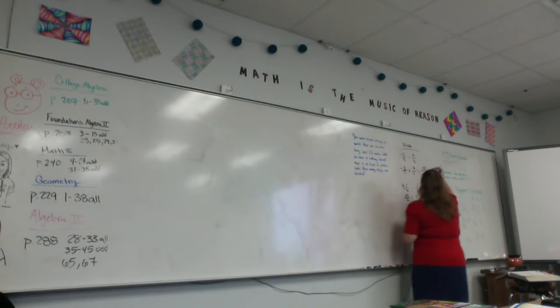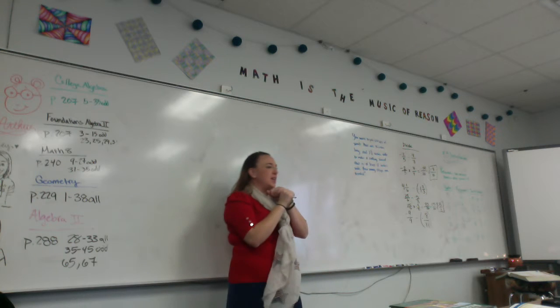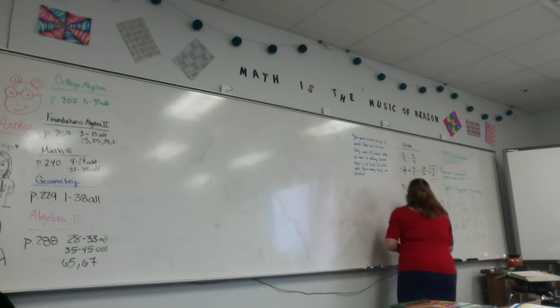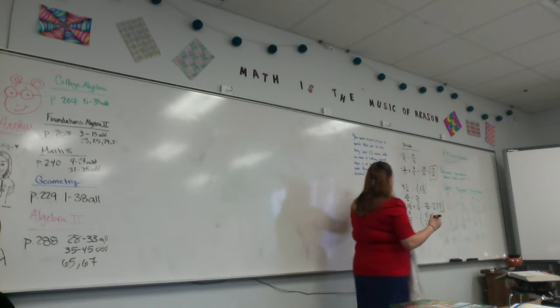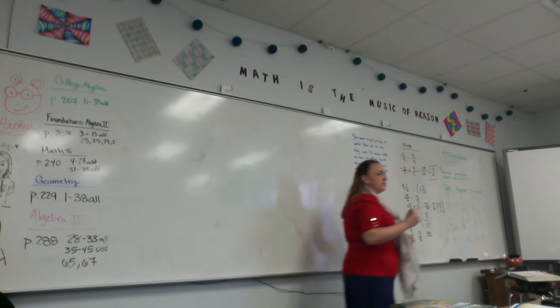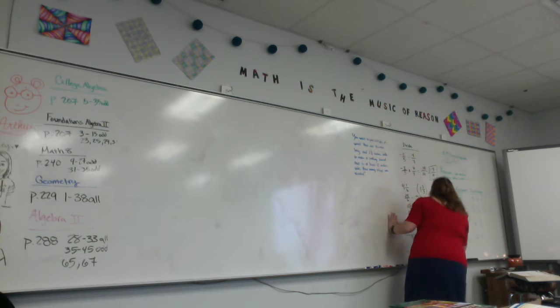Okay. -4/9 divided by -8/11. What do I do? Flip the second number. Good job. So I have times -11 over 8. What's -4 times -11? Negative 44. What's 9 times 8? 72.